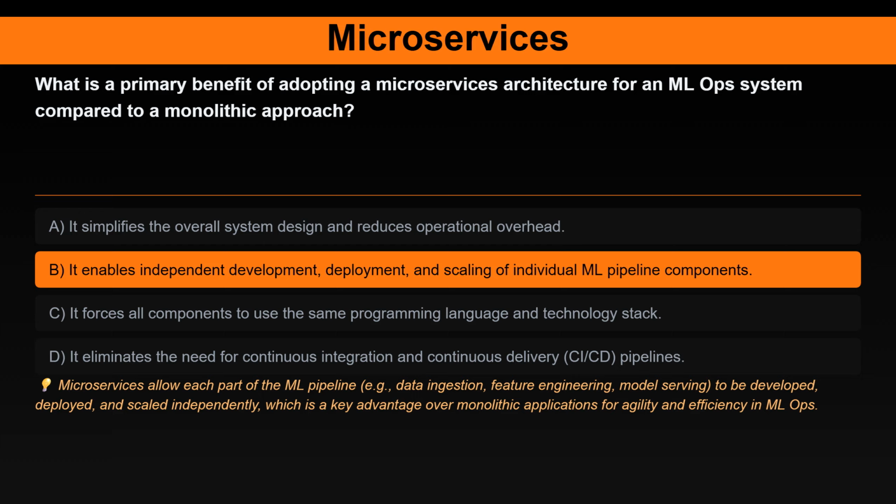Here's the explanation. Microservices allow each part of the ML pipeline, e.g., data ingestion, feature engineering, model serving, to be developed, deployed, and scaled independently, which is a key advantage over monolithic applications for agility and efficiency in MLOps.